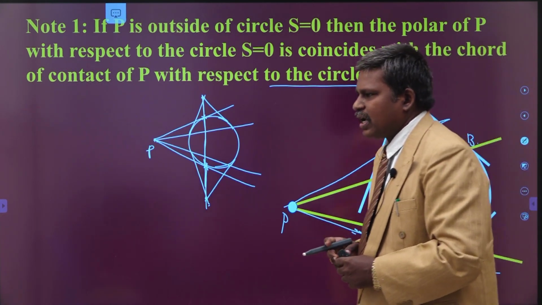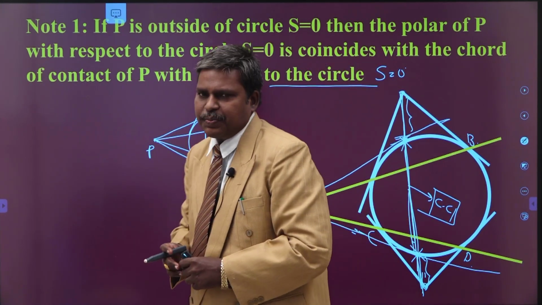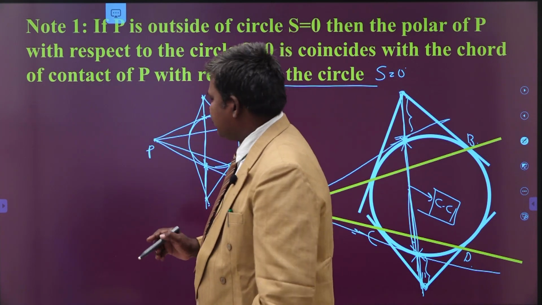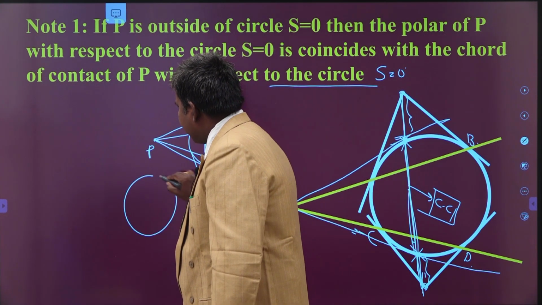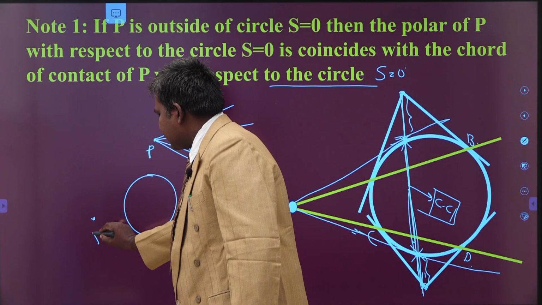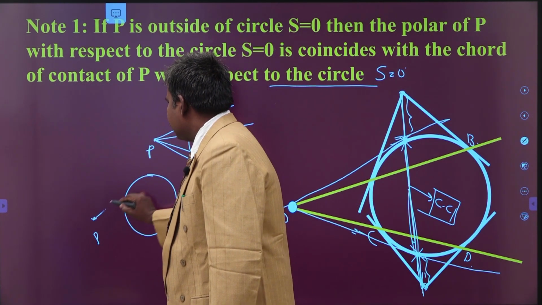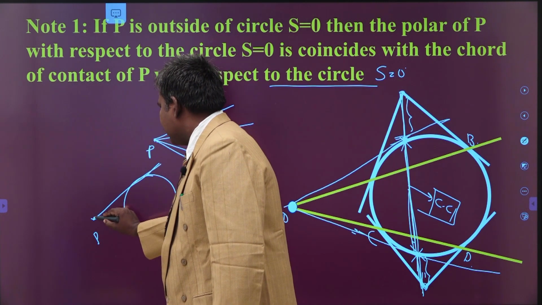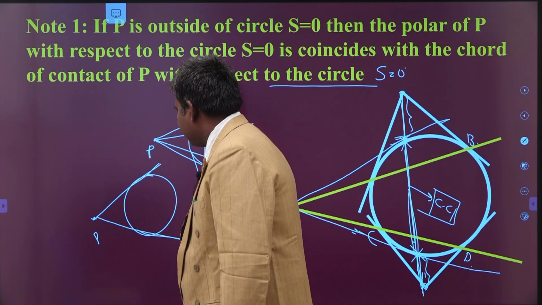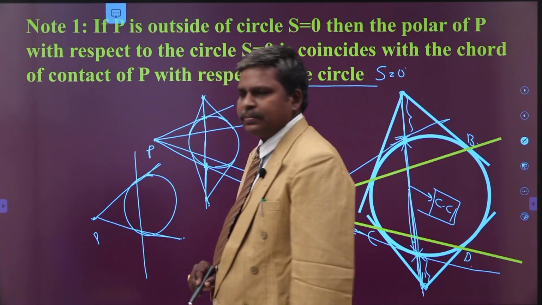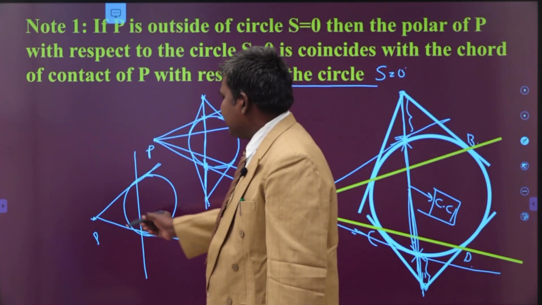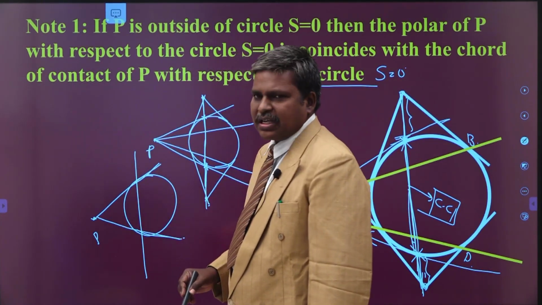Sometimes, if you want to draw the polar of some point P with respect to a circle in problems, you just take the point outside of the circle. Your polar is very easy for you. Your polar is nothing but the chord of contact of P with respect to the circle. This is your polar. Understand? Because the point is outside, your polar coincides with the chord of contact.